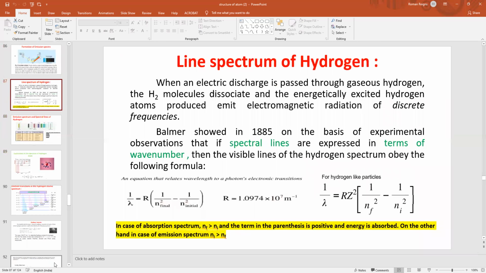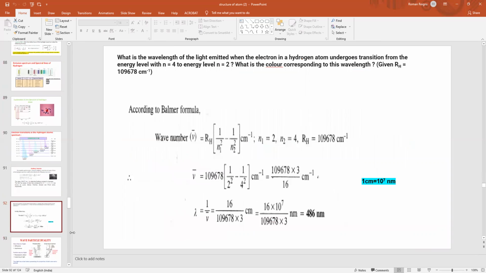Okay, now let's see a numerical related to it. In this particular numerical, it is asked: what is the wavelength of the light emitted when the electron in a hydrogen atom undergoes transition from the energy level with n equal to 4 to energy level n equal to 2, and what is the color corresponding to this particular wavelength?